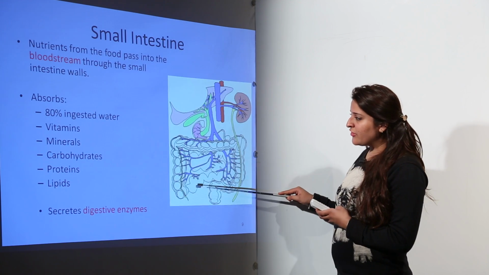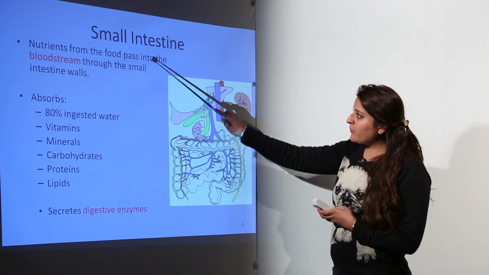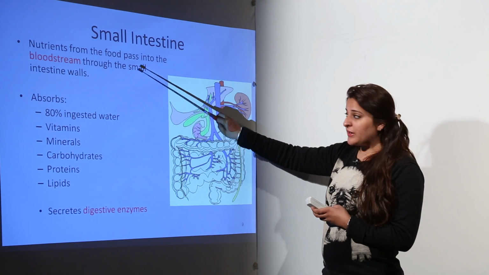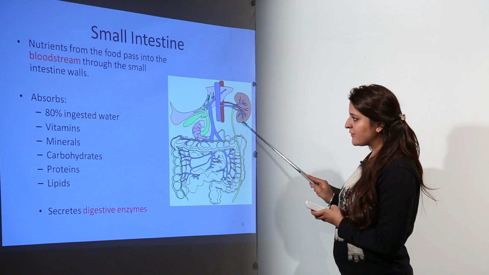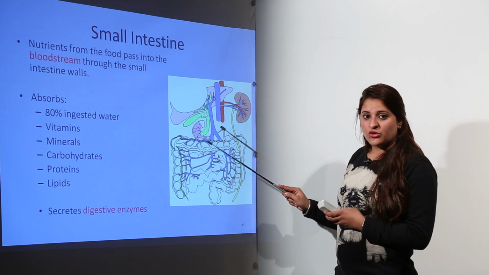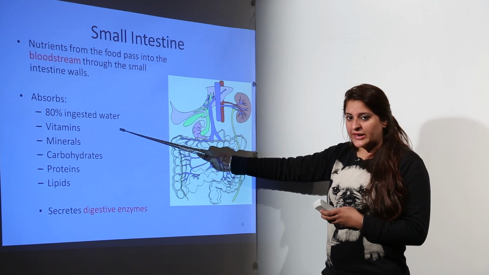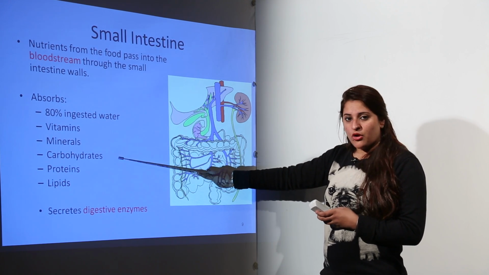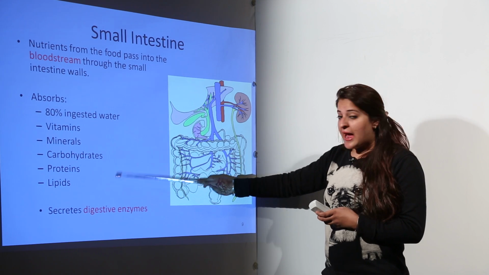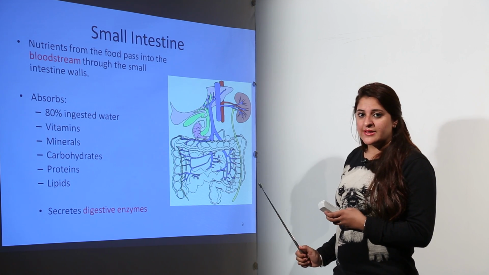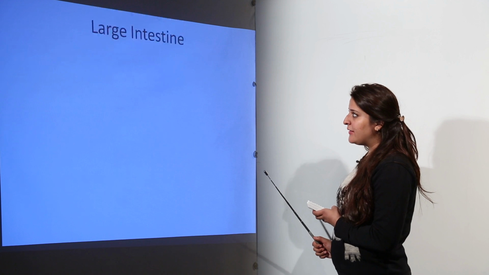Next, in the small intestine, the nutrients from the food pass into the bloodstream through the walls of the small intestine. Now what does the small intestine absorb? It absorbs 80% of the ingested water. It absorbs vitamins, minerals, carbohydrates, proteins and lipids. And the next function of the small intestine is that it also secretes some digestive enzymes.